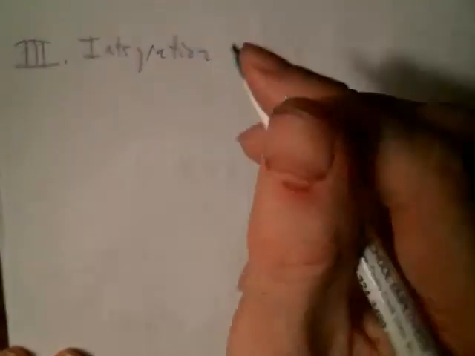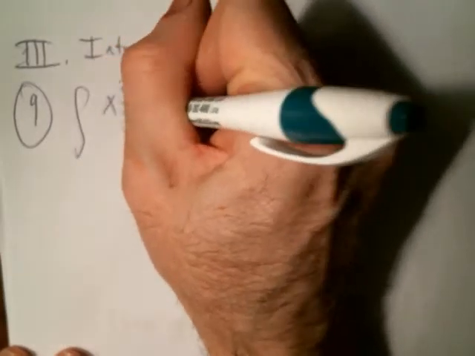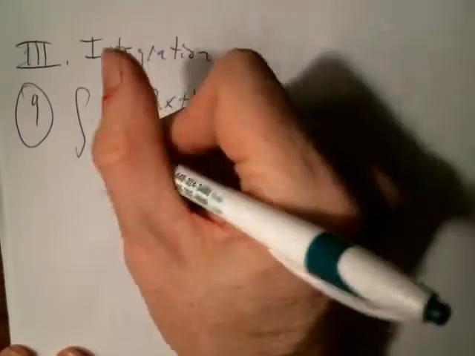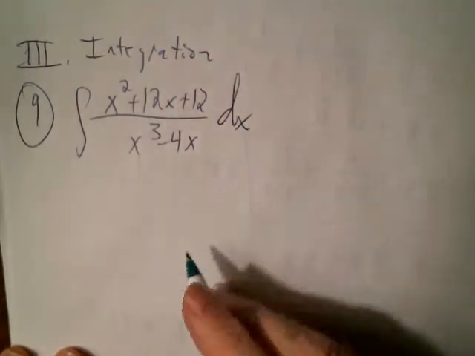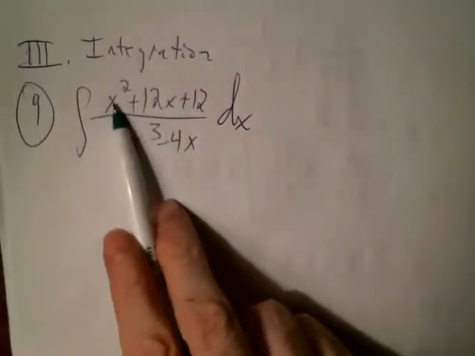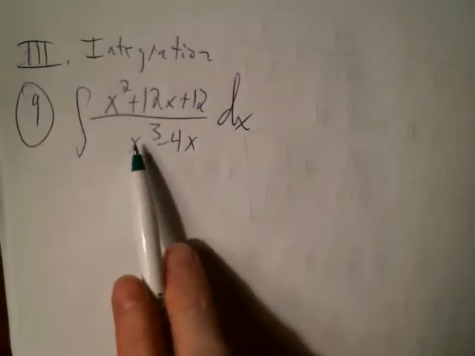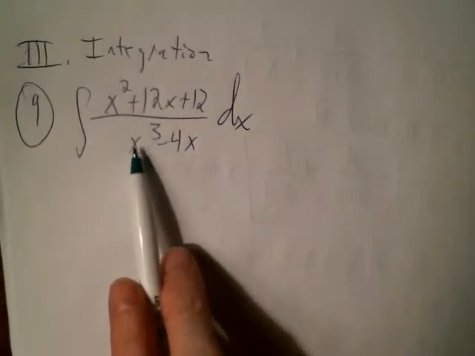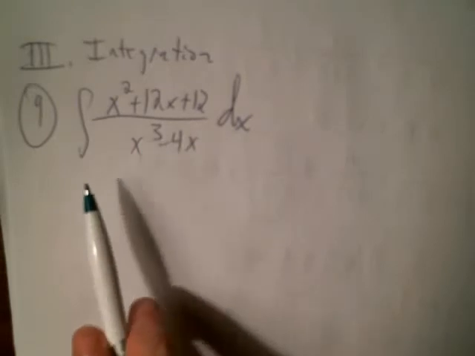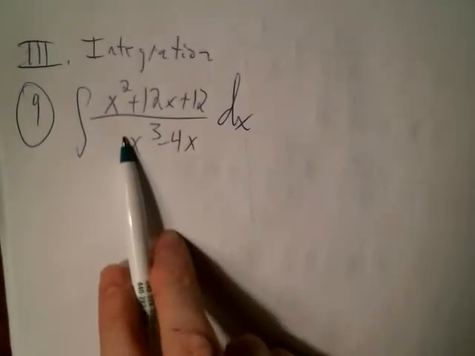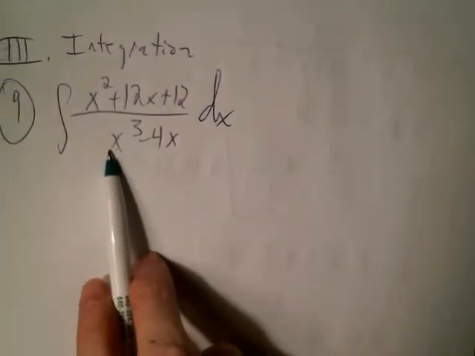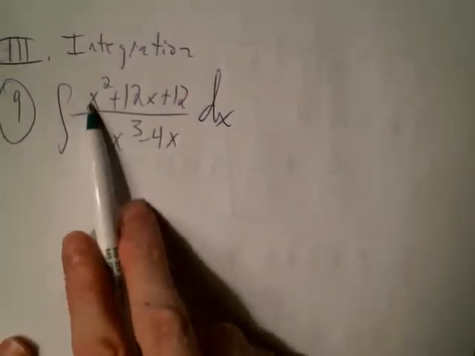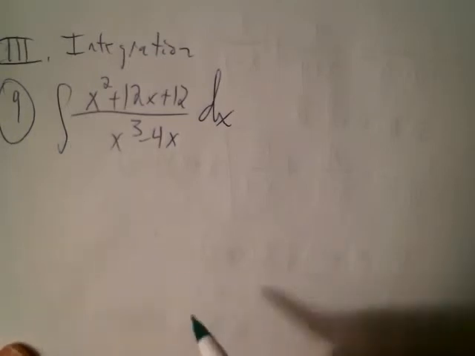Okay, so let's start with number 9. They're telling us to integrate (x squared plus 12x plus 12) all over (x cubed minus 4x) dx. You'd still want to check to make sure the degree of the numerator is actually less than the degree of the denominator. In this case, it is. The partial fractions won't work otherwise. You'll get an answer, but it won't work. So anyways, this is something you do in partial fractions.